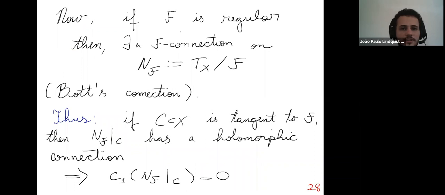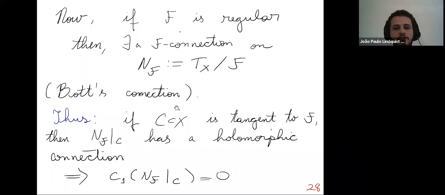Now, for foliations, we can define a partial connection on the normal bundle of this foliation, an F connection. This is a partial connection because I only differentiate along vectors tangent to the foliation. This is called Bott's connection.